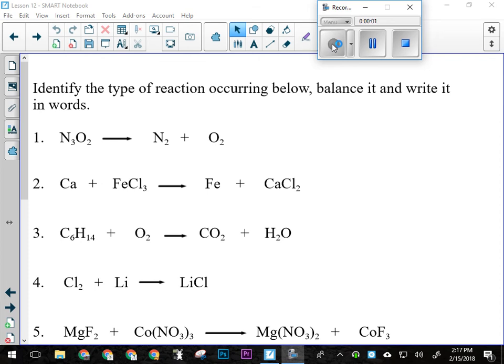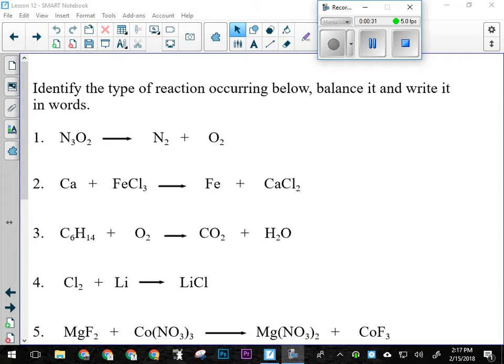Okay, listen up here. Yesterday, we went over the 5 types of chemical reactions. We went over synthesis reactions, which are 2 elements reacting to form a single compound. We went over decomposition reactions, which is a single compound breaking down into its elements. We went over combustion reactions, where a hydrocarbon, that is a compound containing carbon and hydrogen, burns in the presence of oxygen to produce carbon dioxide and water.